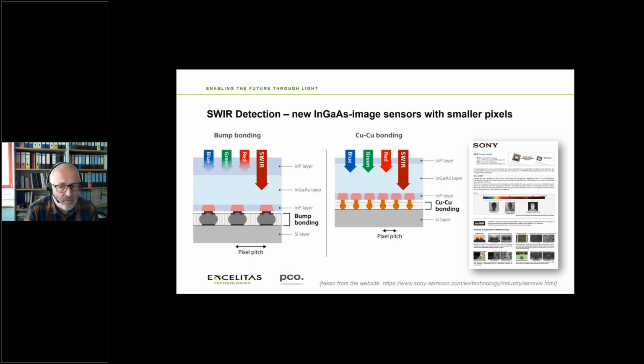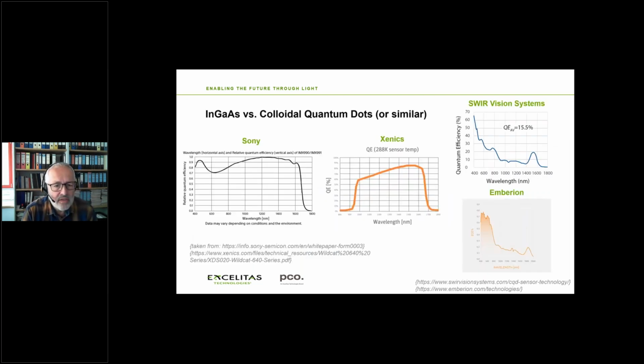Therefore, Sony has now created new InGaAs sensors at a smaller pixel pitch. And again, due to that way of manufacturing, it allowed Sony to use thinner InGaAs layers, which in turn makes the image sensor sensitive in the visible range as well. So you get both worlds. Here you see some typical quantum efficiency curves. One example is the Sony, which is in this case a relative quantum efficiency. Later on, I'll show you some QE curves that we've measured with these types of sensors.